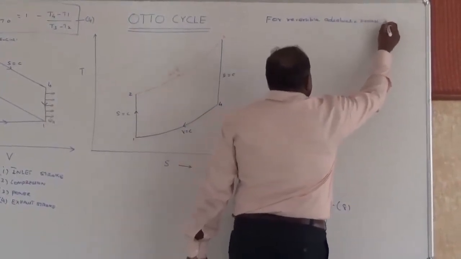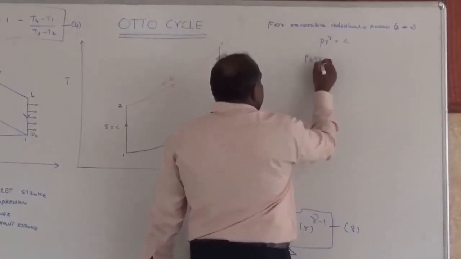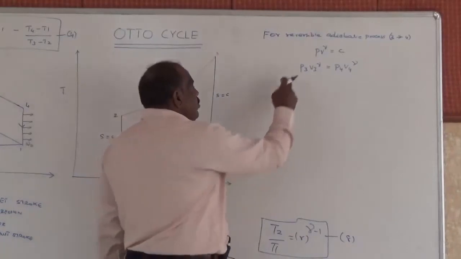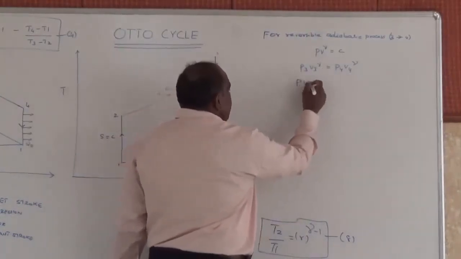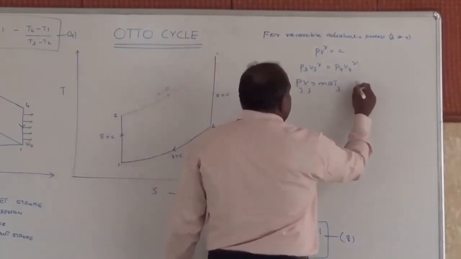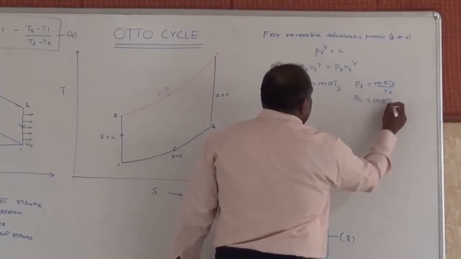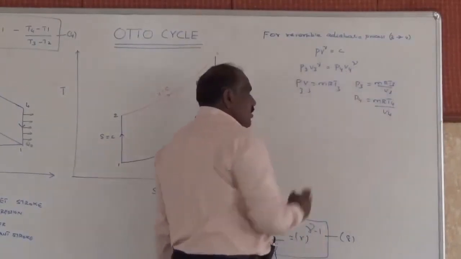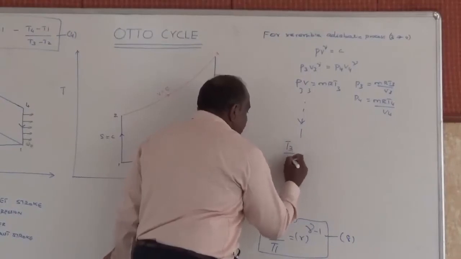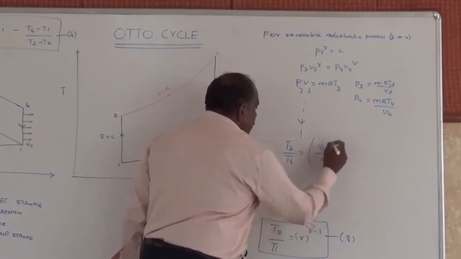For the reversible adiabatic process 3 to 4, here also P3 V3 power gamma equals constant, which means P3 V3 power gamma equal to P4 V4 power gamma. I don't want to repeat once again. That is, you want to substitute P3 and P4 from the ideal gas equation PV equal to mRT. That is P3 V3 equal to mRT3. So from this P3 equal to what? mRT3 by V3. Similarly, P4 will be equal to mRT4 by V4. Substitute the value of P3 and P4 in this equation. Finally, if you present the same way as we have discussed, we will end up with what? T3 by T4 will be equal to V4 by V3 whole power gamma minus 1.